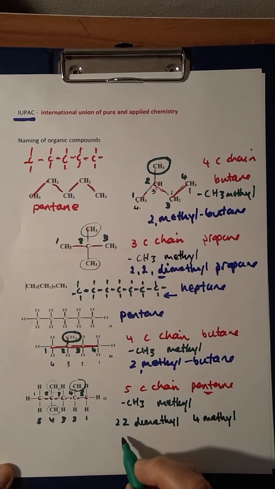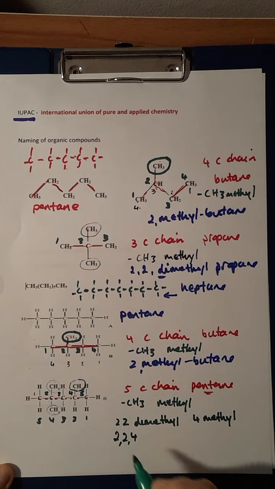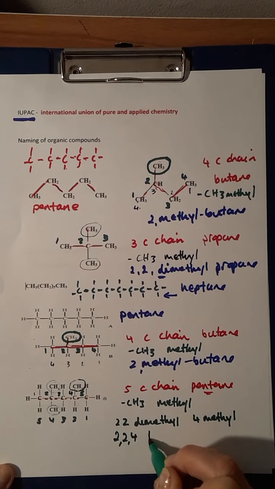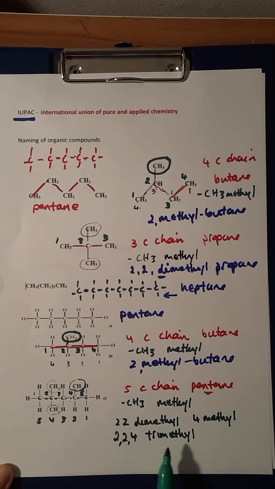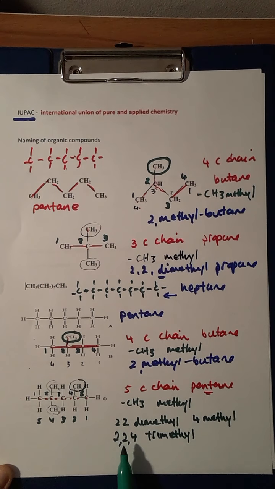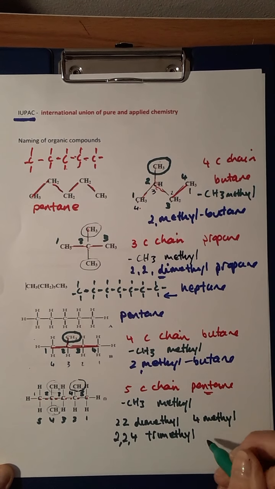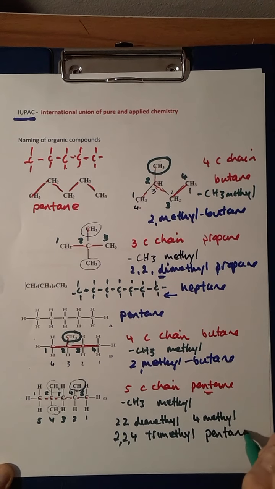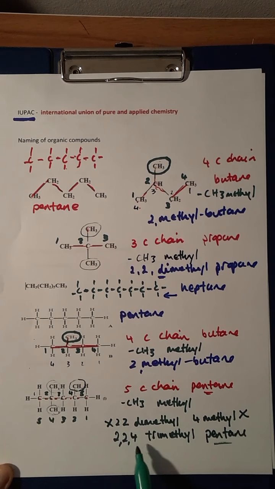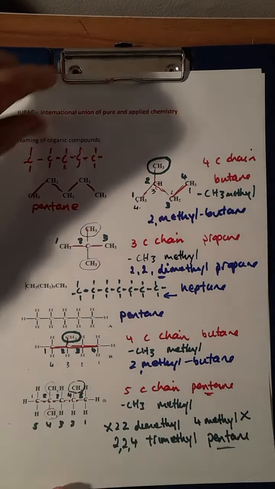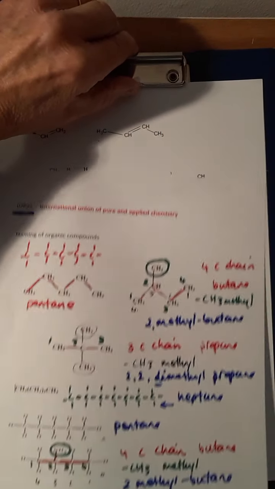So what I'm going to write is 2,2,4-trimethyl, because there are 3 methyl groups attached. The 2,2,4 tells me where they are: one on carbon 2, another on 2, and the third on carbon number 4. And of course the chain is a 5 stem, so it's pentane. So I wouldn't go for the messy option. This is the one we're going for: 2,2,4-trimethylpentane. Okay, now I'm going to move on to the next sheet.